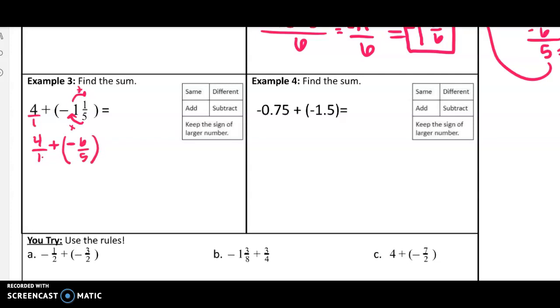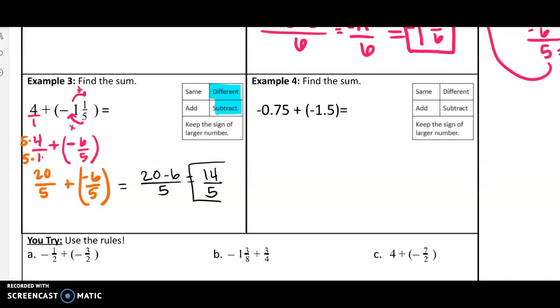Now my denominators are different, so I need to make these the same. So how do I turn a 1 into a 5? I multiply it by 5, but I have to do it on top and bottom. Whatever you do to the bottom, you have to do to the top. So 1 times 5 is 5. 4 times 5 is 20, plus negative 6 over 5. These are different signs, which means I subtract. So 20 minus 6 all over 5. We keep it over our denominator. And then 20 minus 6 is 14. So I have 14 over 5. My bigger number is positive, so my answer is positive.